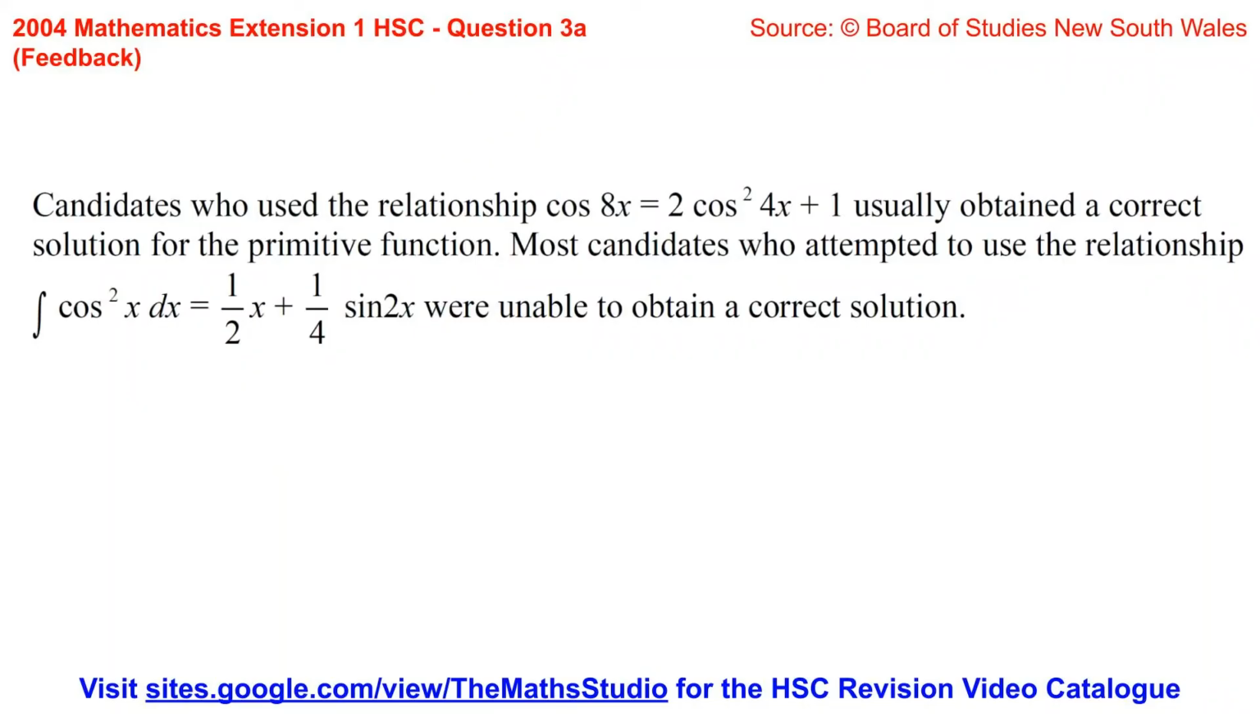The following is the feedback from the Marking Centre for question 3a. Candidates who used the relationship cos 8x is equal to 2 cos² 4x minus 1 usually obtained a correct solution for the primitive function. Most candidates who attempted to use the relationship the integral of cos² x dx equals half x plus a quarter sine 2x were unable to obtain a correct solution.